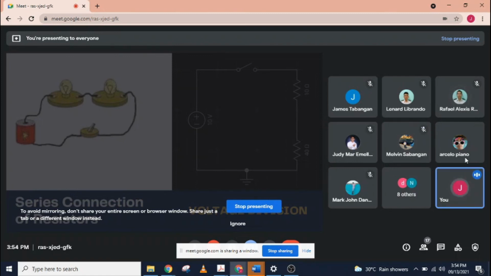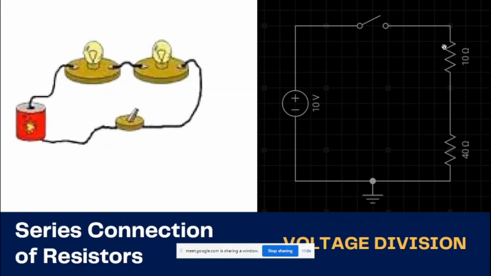So meaning, kung series atong circuit, the current is the same. Pareho siya tanan class. Ang kurente nga moagi sa imuhang resistor is the same current nga moagi sa another resistor, is the same current nga moagi sa supply. It's the same current. Pero in terms of voltage, there is voltage division. Mahati ang voltahe. Diri ang 2 volts, diri ang 8 volts. Nasundan?